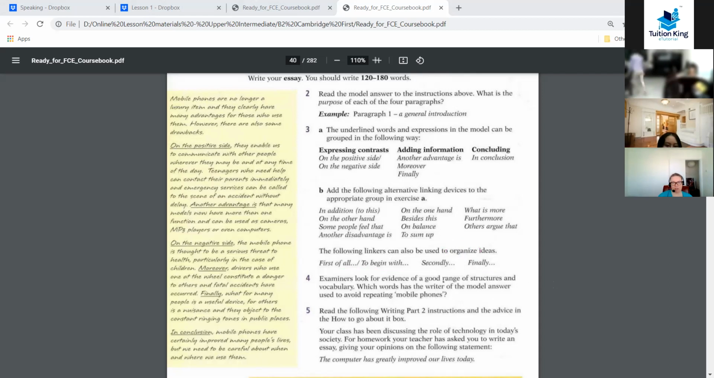So one last question. Let's look at question number four, because this is very important. Examiners look for evidence of a good range of structures and vocabulary in your essay. Which words has the writer of the model answer used to avoid repeating the word mobile phones? So look at the essay again and find other words that the writer has used instead of mobile phones. Can you find those words for me?